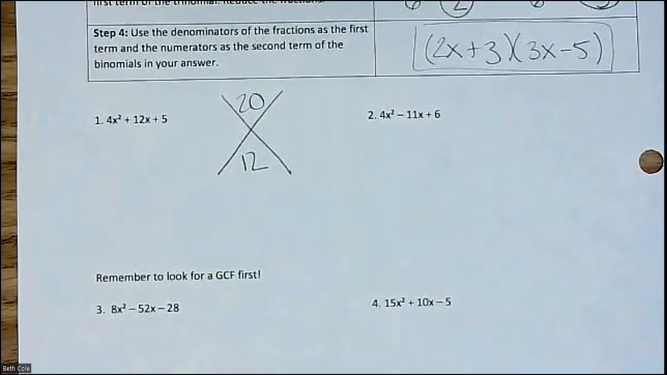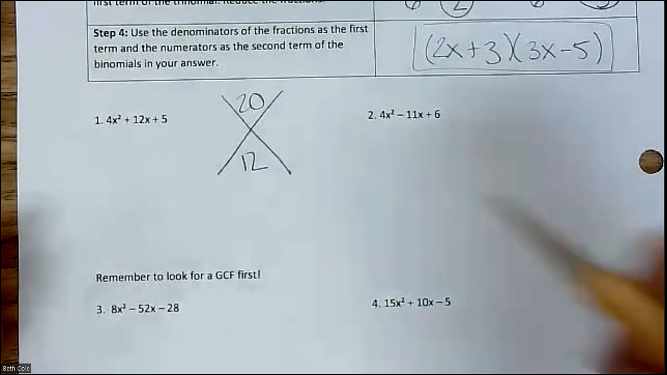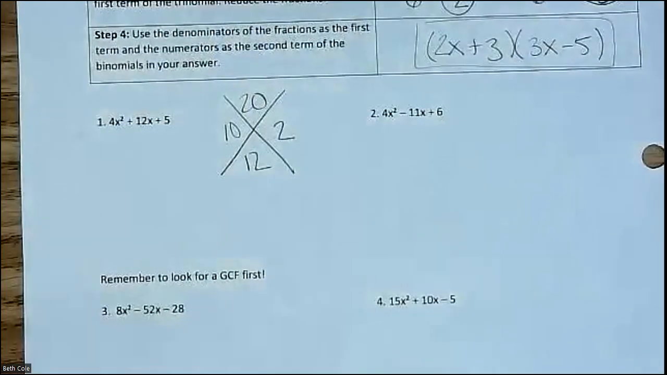So you need to come up with some numbers. You guys are doing a great job focusing. Just keep this up. You need numbers that multiply together to equal 20 and add up to equal 12. It would be 10 and 2. Cool. With me, gentlemen?